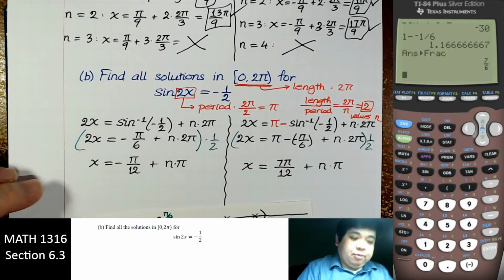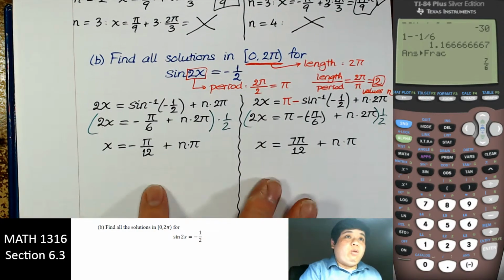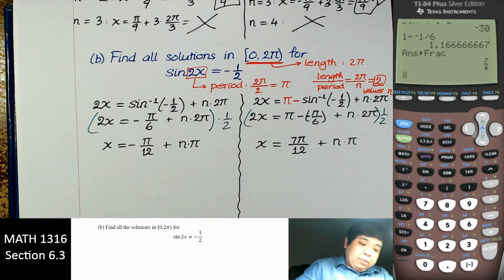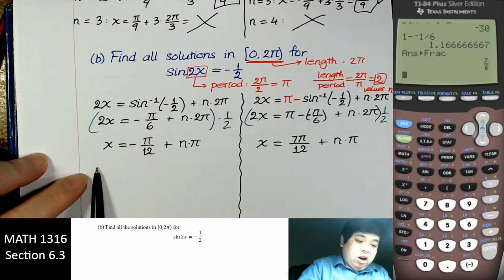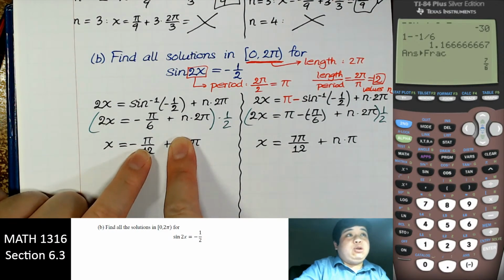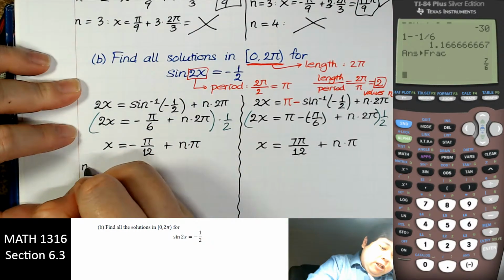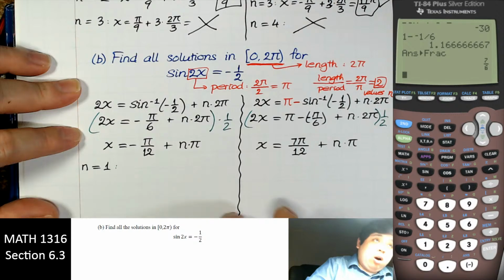Two values for n. So let's use two values for n. For both of them, that works. Now, if we choose n equal to 0, obviously negative doesn't work, right? It has to be between 0 and 2 pi. So the first one we want to start here is let n be 1.